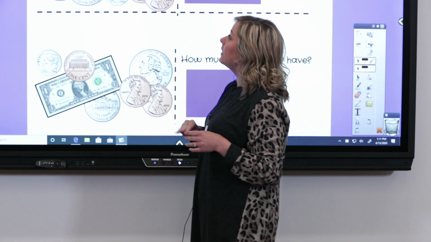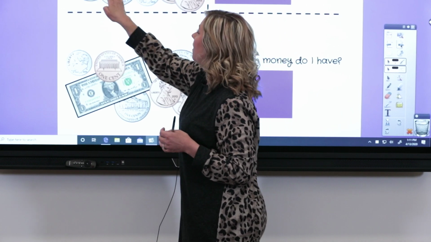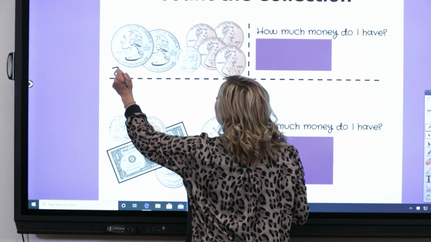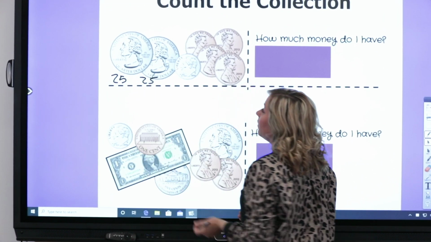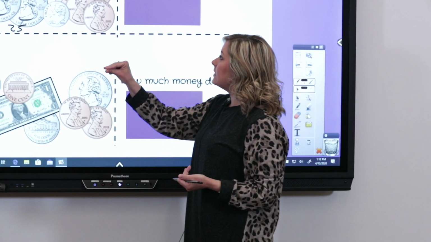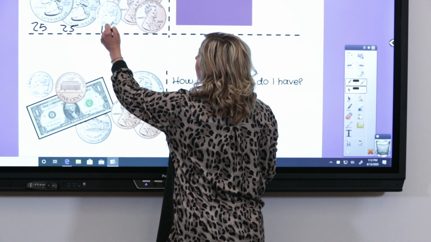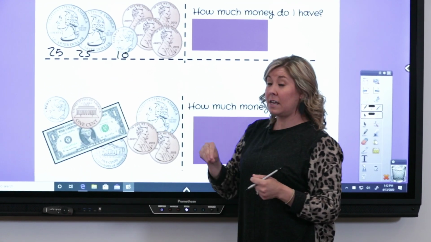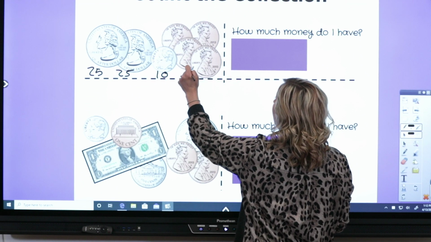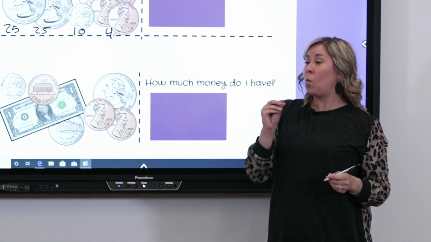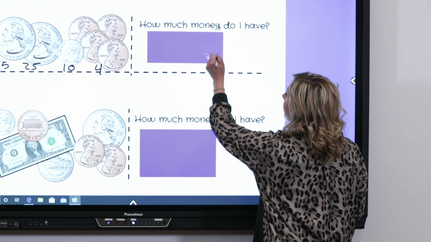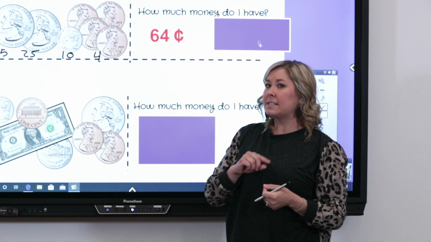So up here, I see 2 quarters. So I know 25 and 25, and I know that's 50 cents. And most of us know 4 quarters is $1. So 50 cents right here plus 10 cents. So 50 plus 10 more is going to be 60. Plus 1, 2, 3, 4 cents because we know our pennies are worth 1. So I should have 64 cents. And when I slide my box over to check and see, I am correct, that's 64 cents.